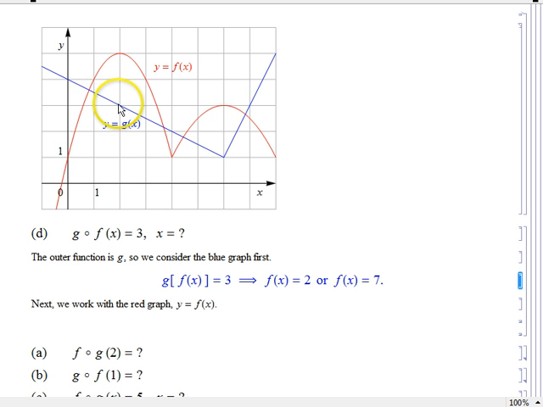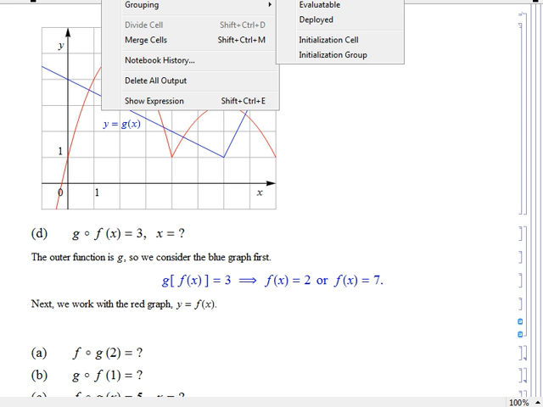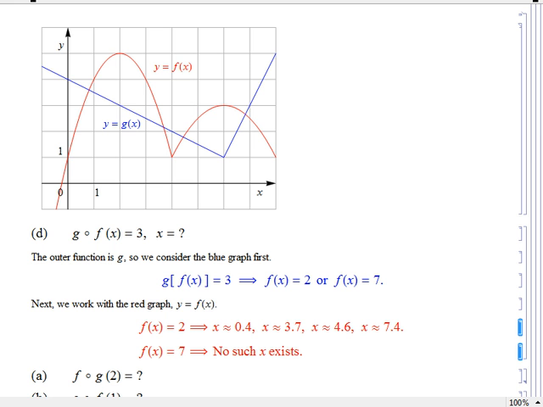The x-coordinate values are 2 and 7, but that's not the x we are looking for. f of x is 2, f of x equal to 7. We have a couple of equations of f, which we'll have to find out through the red graph. And then f of x equal to 7 will not be possible because all we can get is 5. And here.